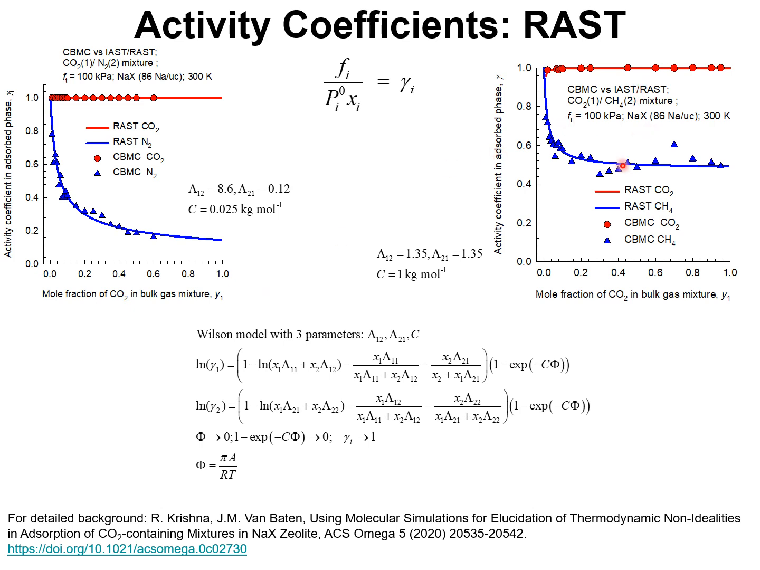Similarly, the CBMC data for CO2 methane mixtures at 100 kilopascals in NaX zeolite at 300 Kelvin are shown here. The symbols are the CBMC data for the activity coefficients, and the continuous solid lines are the RAST calculations using the Wilson model. The details of these simulations are provided in my paper, ACS Omega 2020. Let's now elaborate on the correction factor here, 1 minus exponential of minus C times phi.